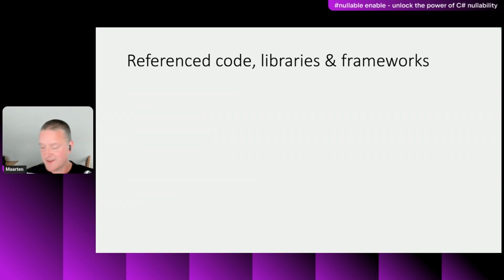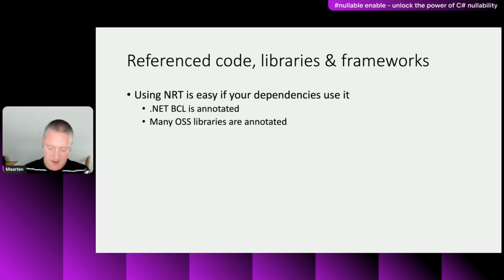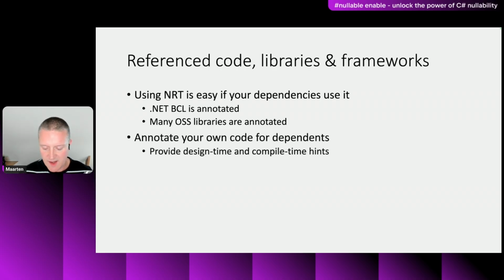All right, referenced codes, libraries, and frameworks. Using and migrating to nullable reference types is relatively straightforward if all of your dependencies are using it. Good news, for a couple of .NET and C# versions now, all of the base class libraries are annotated, and many open source libraries are annotated, but of course not all of them. I would say it's a good practice to always annotate your own code for dependents. So if you're building an in-house framework, for example, at least make sure that the API surface that others in your company or your team are going to be using is annotated, so they get design time and compile time hints about nullability there.